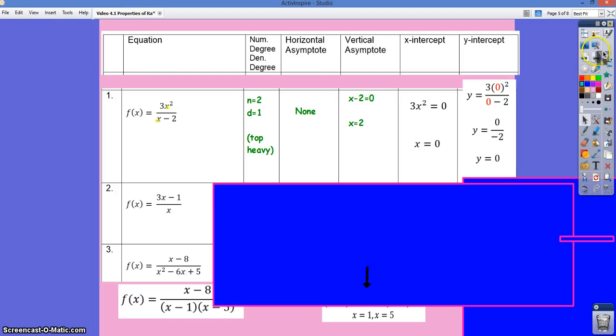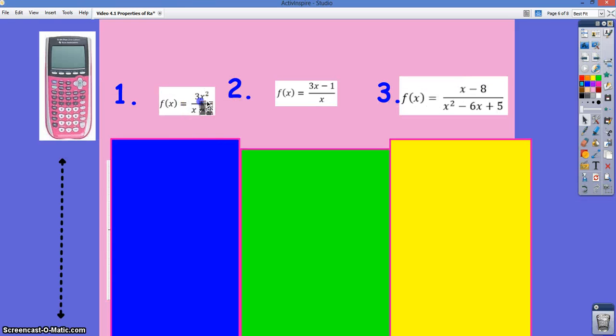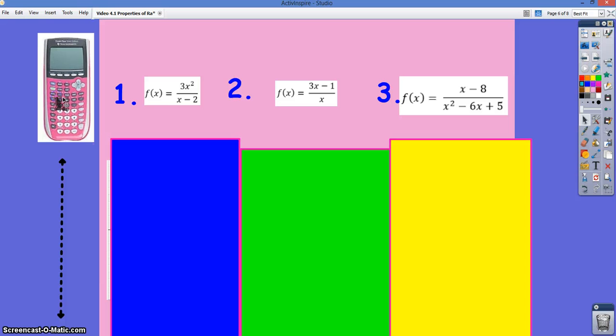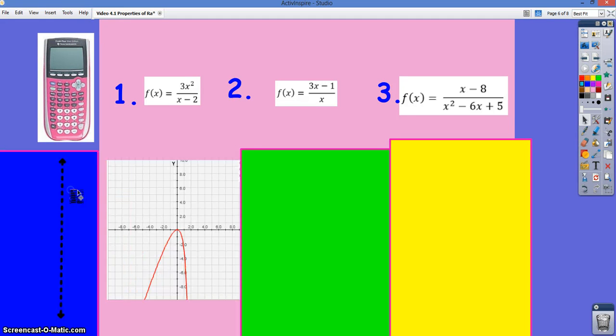Now what I want you to do, somewhere next to this problem, is take out your calculator and graph number 1 using your calculator. Okay, pause the video, do that now. Okay, we're back. Here is the equation that you should have found on your calculator.